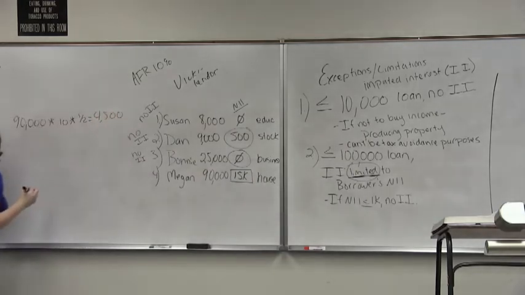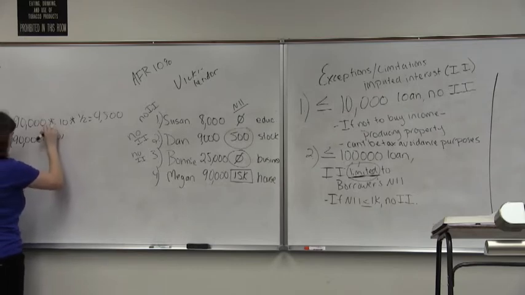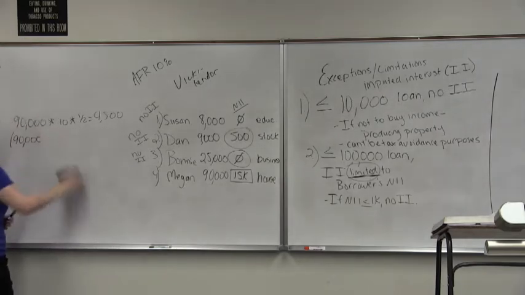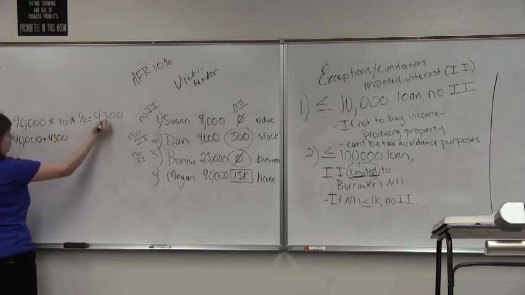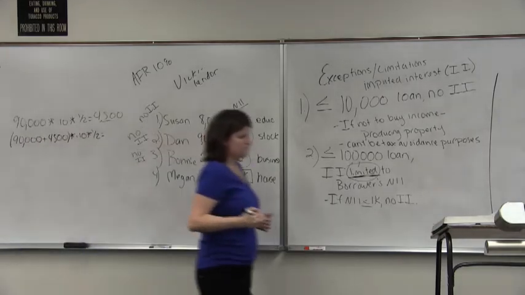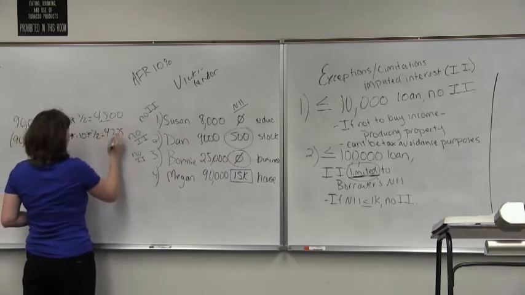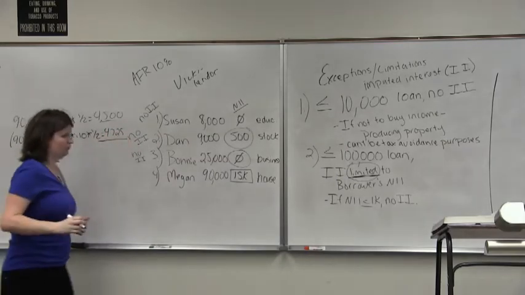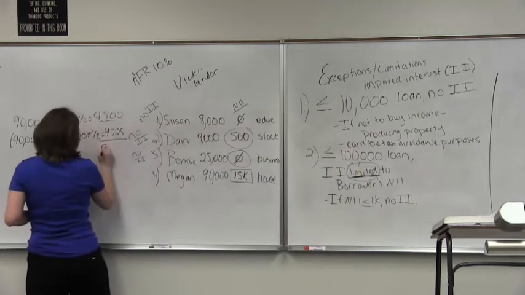Now remember, it's compounded semi-annually, so now we need to calculate the second half of the year. $90,000 plus 4,500. Remember from here. Times 10% times 1/2, which equals $4,725. So the total imputed interest for this loan is $9,225 for the year.